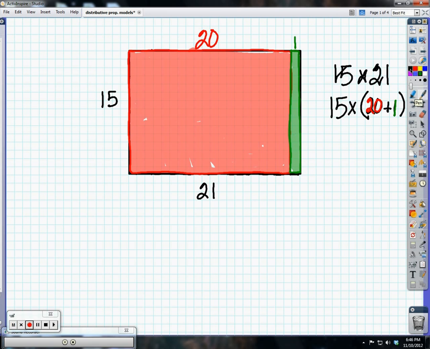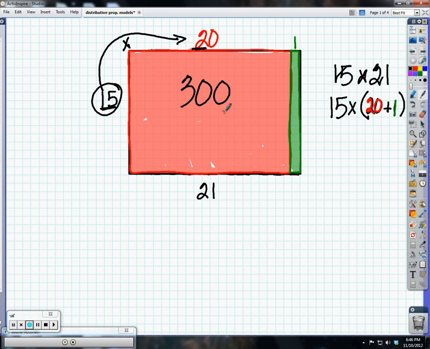Okay, so the area of my larger rectangle would be the 15 times the 20. Well, 15 times 2 is 30 with 1 0 at the end. So for the larger red rectangle, I have 300 units in the shape of squares, or 300 square units.